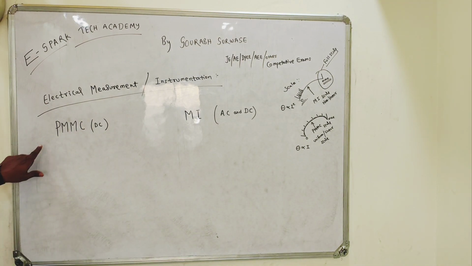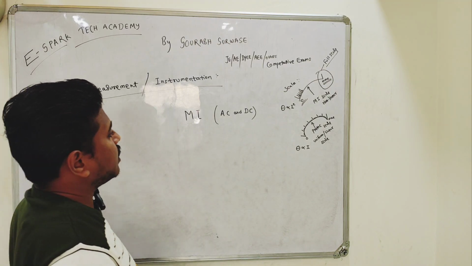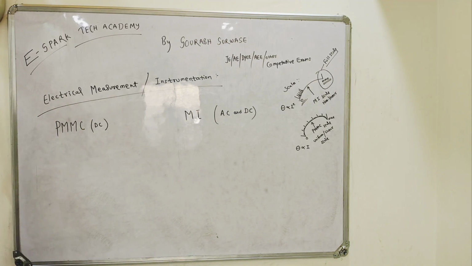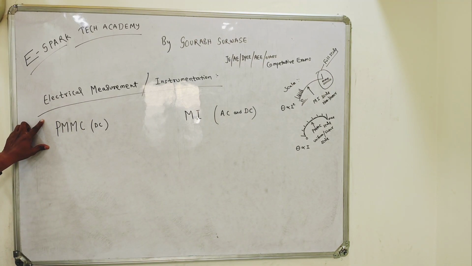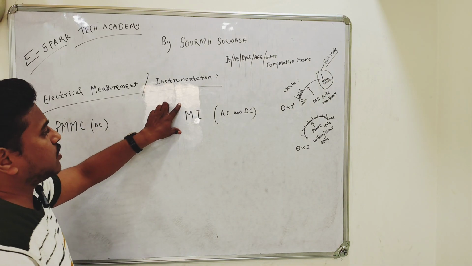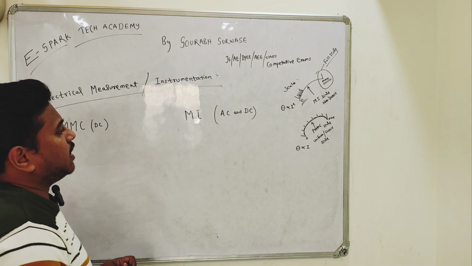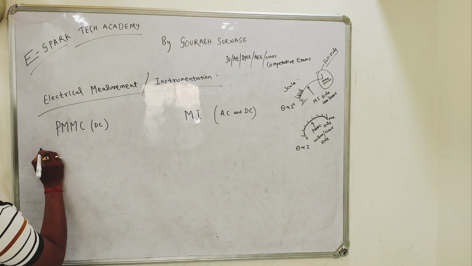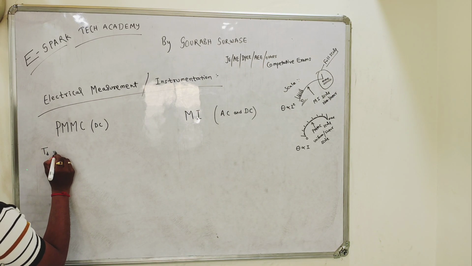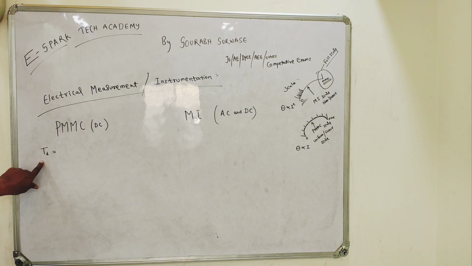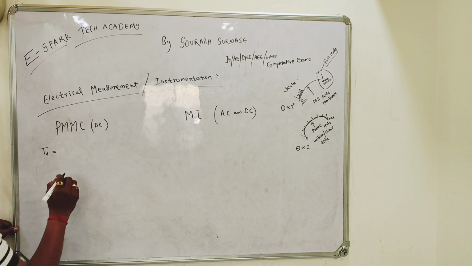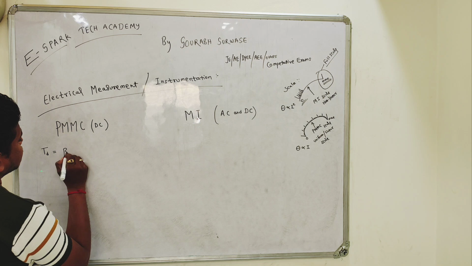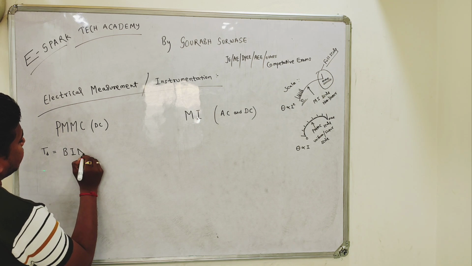PMMC is nothing but a permanent magnet moving coil instrument, and MI is nothing but moving iron instrument. In this case, PMMC is suitable for DC and MI is suitable for AC and DC. Now, in that case, we will be trying to derive the equations of TD. TD is nothing but the deflecting torque. Deflecting torque here in PMMC is BINA.